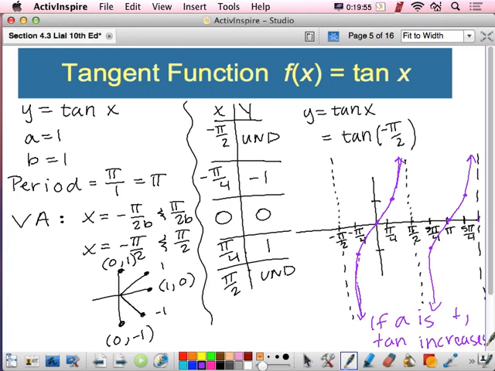Take a look at this graph right here and imagine it continuing forever. Would it have y-axis symmetry or origin symmetry? Can I fold it right along the y-axis and they match up? No. So it has origin symmetry. All 6 of the graphs have some kind of symmetry. Sine has origin symmetry. Cosine has y-axis symmetry. Tangent and sine match up a lot because tangent is sine over cosine. And then cosine and cotangent match up a lot.